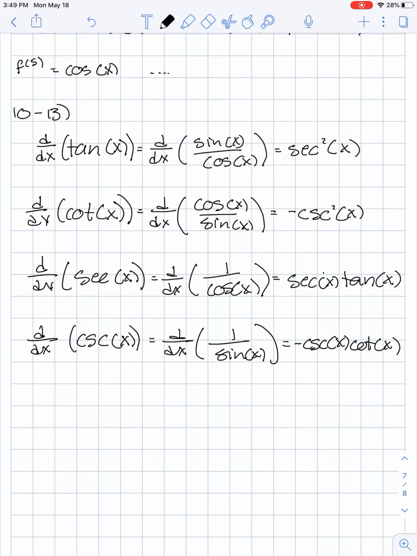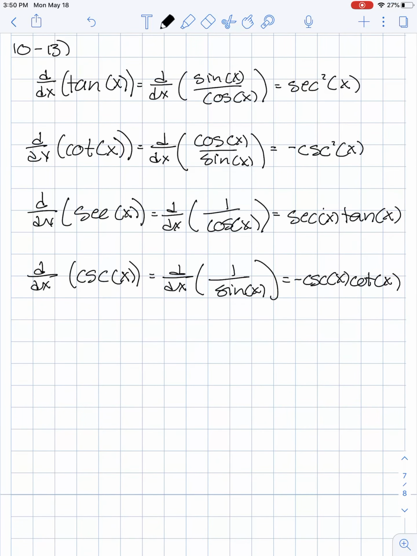Notice that every co-whatever derivative is going to be negative. So cosine's derivative is negative sine. Cotangent's derivative is negative cosecant. Cosecant's derivative is negative cosecant x, cotangent x. So that's a good way to remember it. Alrighty.